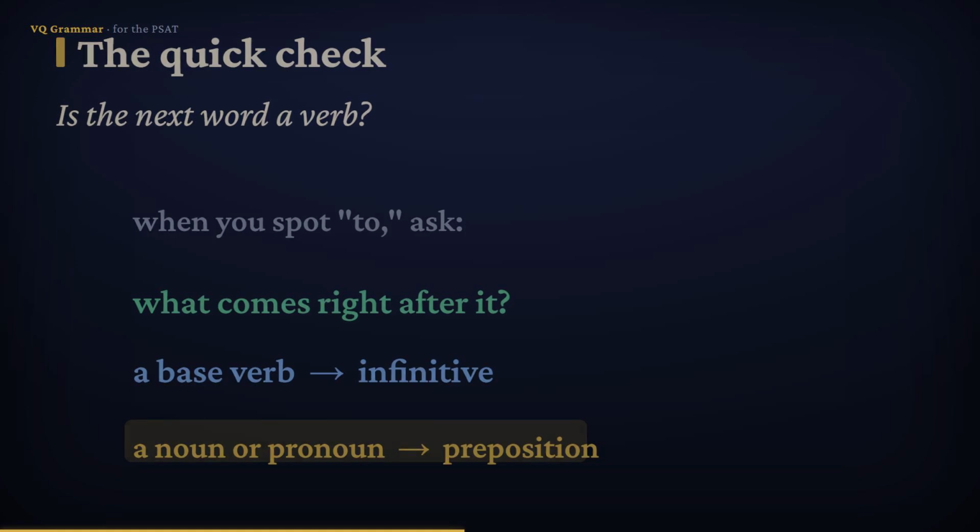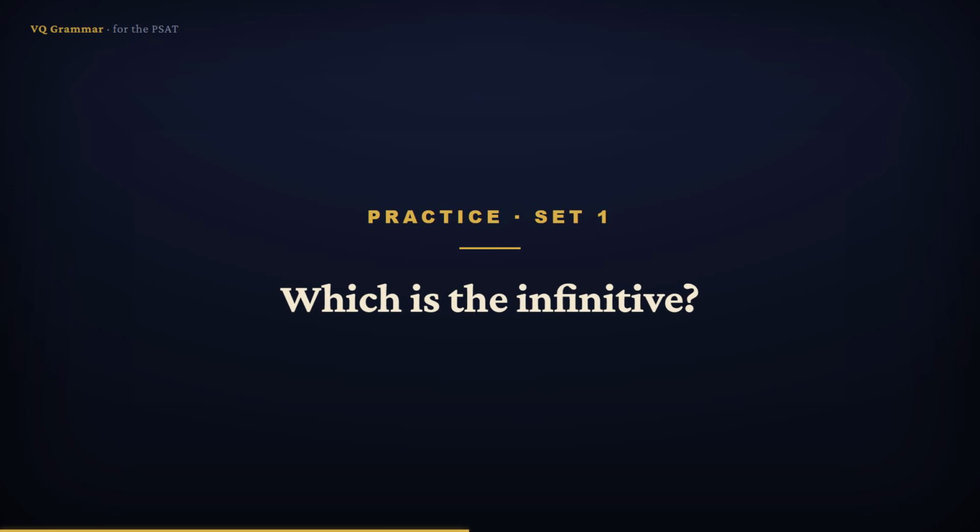Let's try a few. In this first set, each sentence has more than one to. Find the real infinitive, the to that is followed by a verb, not the to that is just a preposition pointing to a noun. Pause and try each one before I answer.